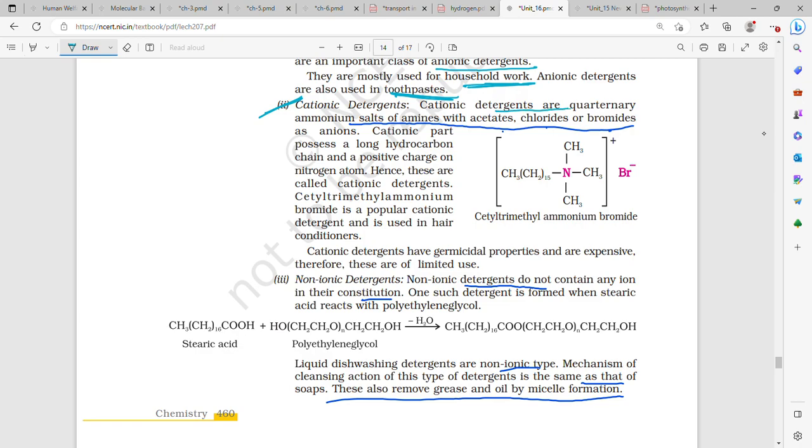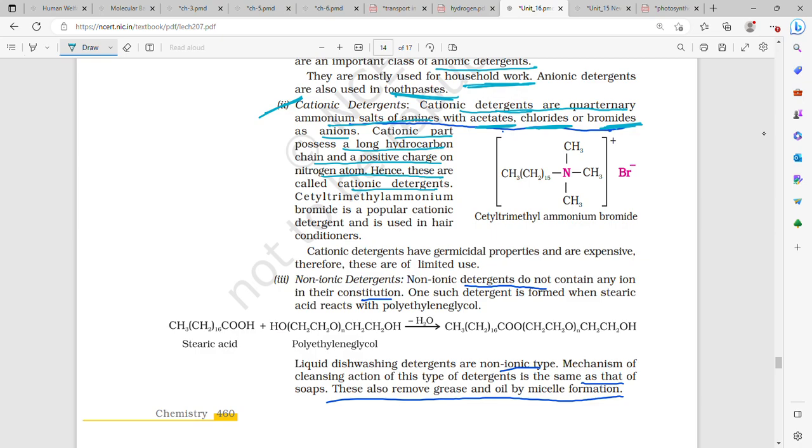Cationic detergents are quaternary ammonium salts of amines with acetate, chloride and bromide as anions. The cationic part possesses a long hydrocarbon chain and a positive charge on the nitrogen atom, hence these are cationic detergents. So cationic detergents are quaternary ammonium salts of amines with acetate, chloride or bromide as anions.